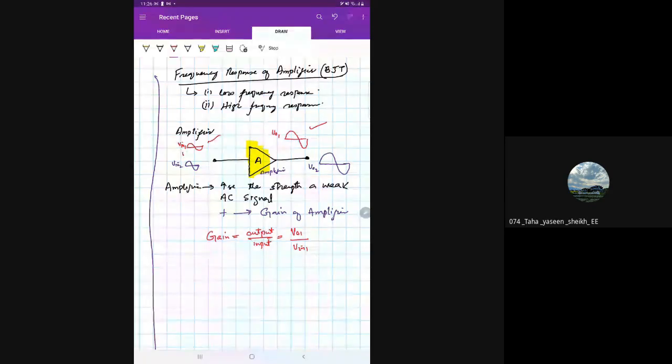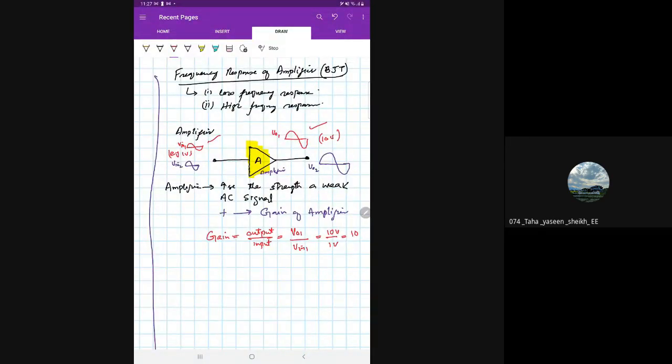Suppose the input is 1 volt and the output is 10 volt. So we have 10 volt divided by 1 volt, which is 10. Gain does not have any units; it is a unitless quantity. So for this amplifier, you are increasing the strength of your input AC signal 10 times. Suppose a person wants an amplifier to increase the strength of a weak input signal 20 times. Then the gain of that amplifier would be 20.